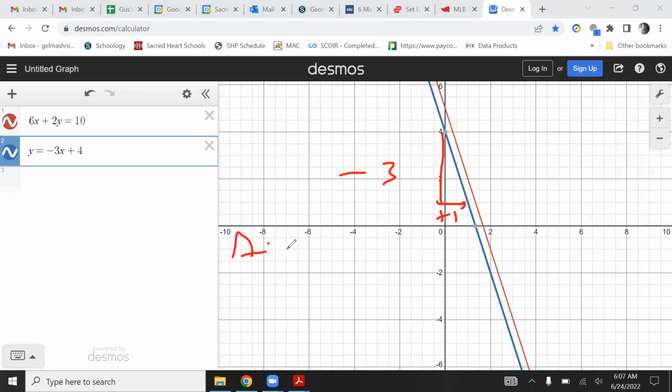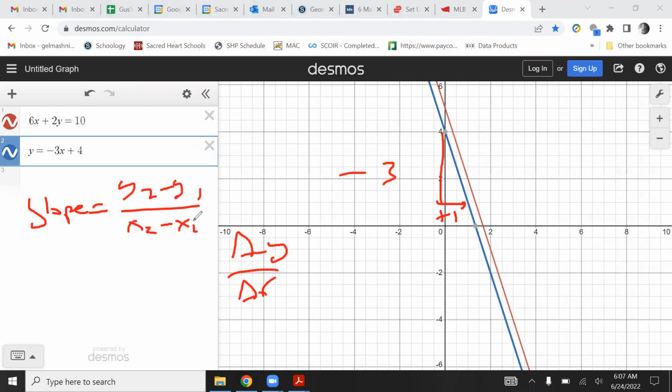Remember, slope is change in y over change in x. Or you could take a couple points. Slope is also defined as y2 minus y1 over x2 minus x1. Again, y2 minus y1 is the difference in y. That's a change in y. And this little triangle here, if you don't know, is called delta in the Greek alphabet. Delta means change.